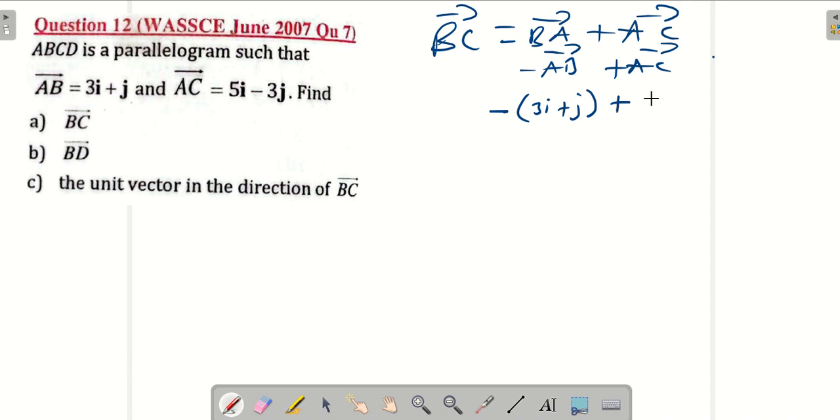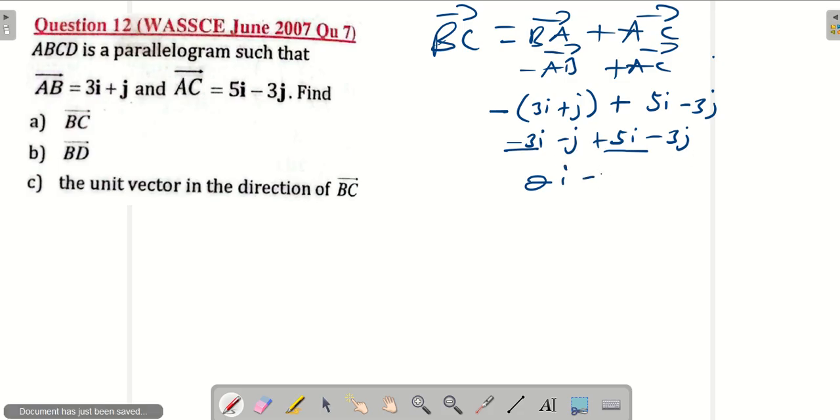And AC is what? 5I minus what? 3J. Now we can expand this one to be negative 3I minus J plus 5I minus 3J. Now let's add corresponding components. So we have negative 3I plus 5I will give us what? Then negative J minus 3J is what? And that is the final answer for BC. So BC is 2I minus 4J. Let's do the same thing for BD.